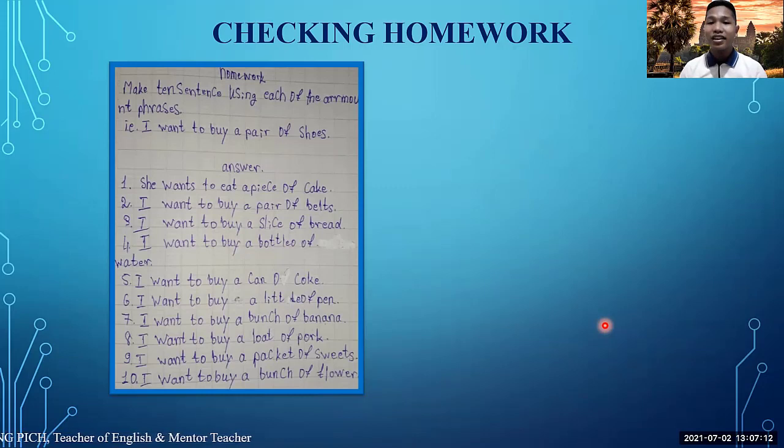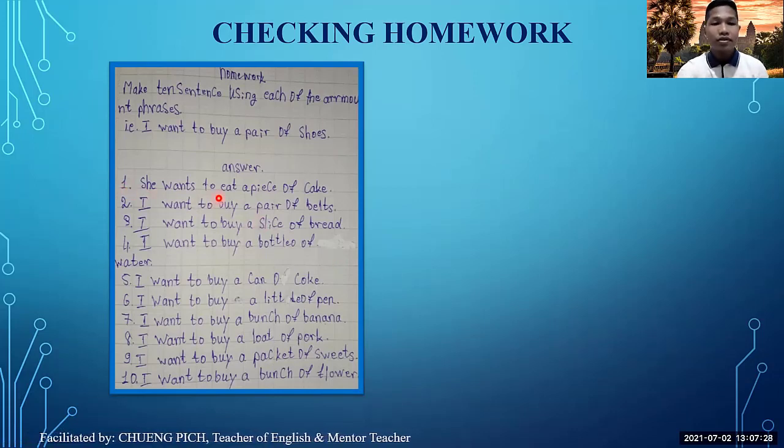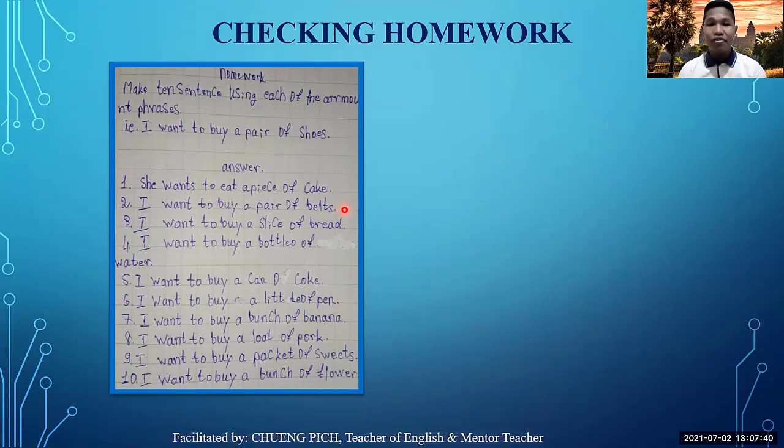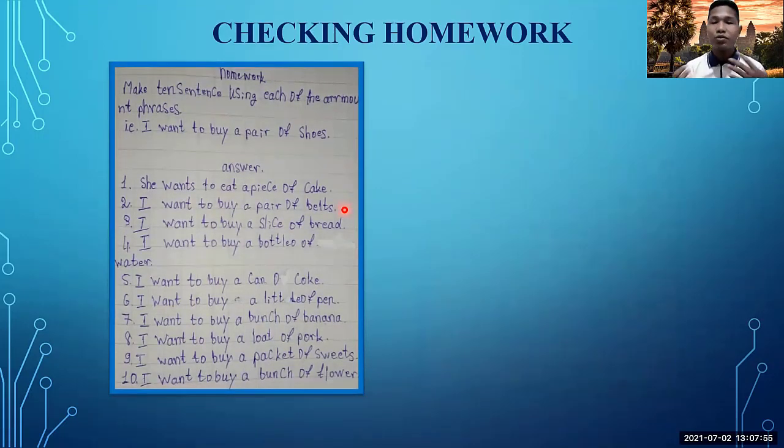Let's take a look at his sentences, and then we can modify a little bit, making a small change to the sentences which have an error. The first one: she wants to eat a piece of cake. That's correct, right? I want to buy a pair of bells. Let's consider this one and modify it a little bit. I want you to make a better modification. I will show you more about that in the group as well.